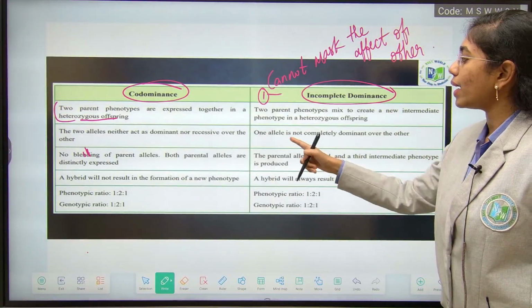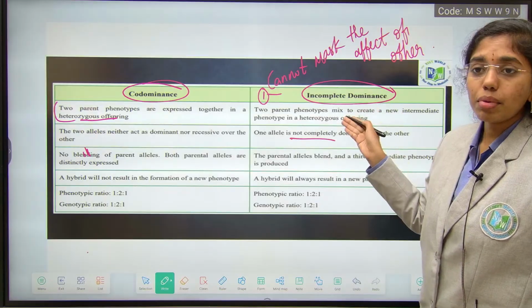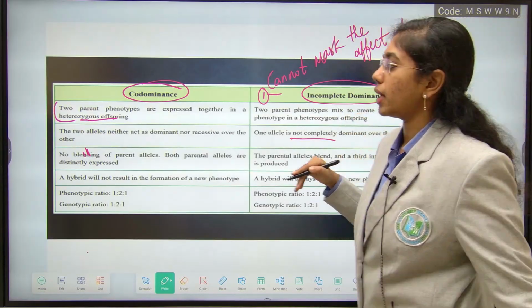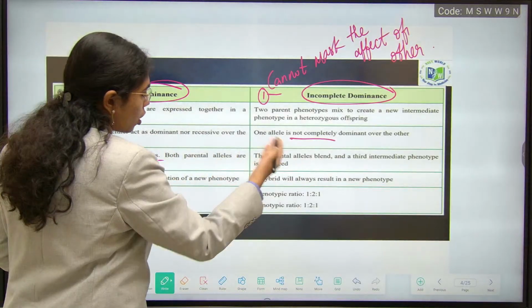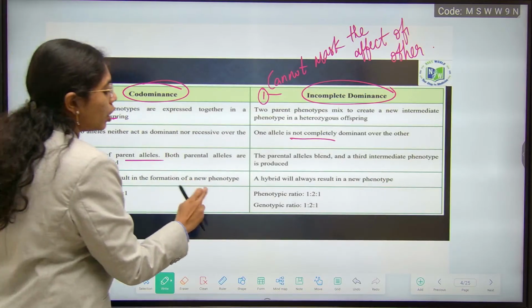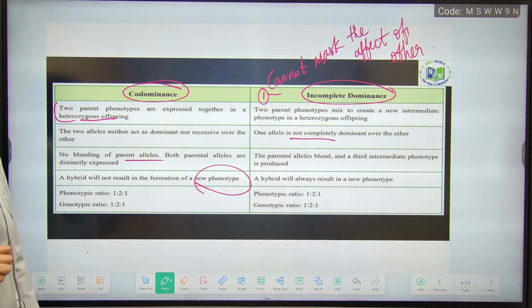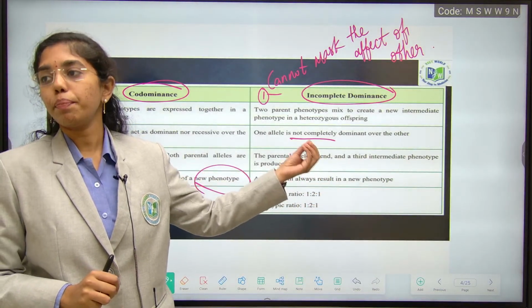Here one allele is incompletely dominant in incomplete dominance. The name itself specifies the phenomenon. Here there is no blending or mixing of the parent traits. Here also there is no blending or mixing. Hybrid results in the formation of a new phenotype in codominance. Here also it results in the formation of a new phenotypic expression.